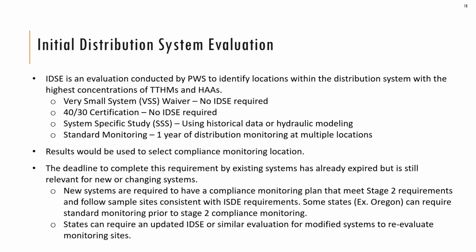System-specific study utilized existing widespread historical data, if the water system collected them, to determine new monitoring sites, or if water systems had the capacity, they could develop a hydraulic model of their distribution system along with their historical data to better model their system and predict where the high DBP locations would be. The other option was the standard monitoring option, which consisted of a year of monitoring of new monitoring sites complying with the IDSE requirements, in addition to Stage 1 locations, to determine peak historical month as well as new monitoring sites.